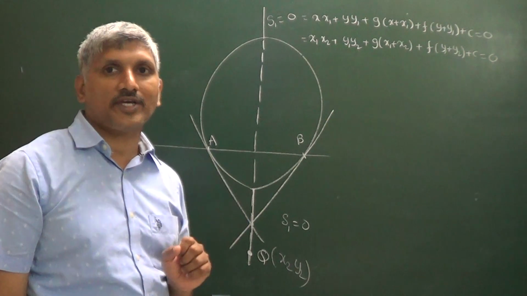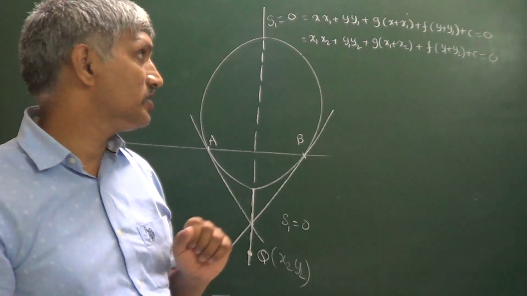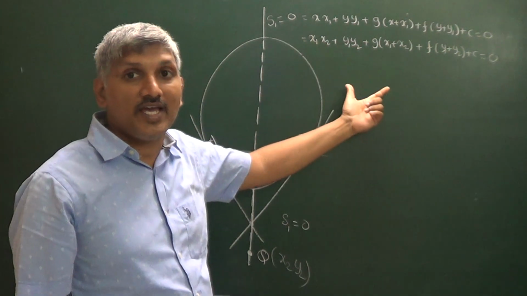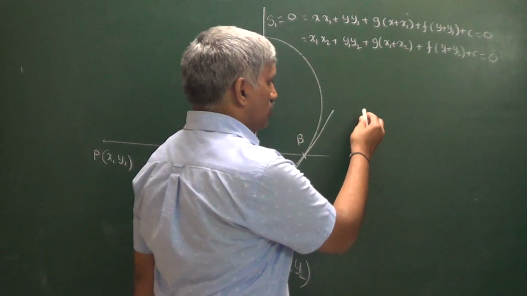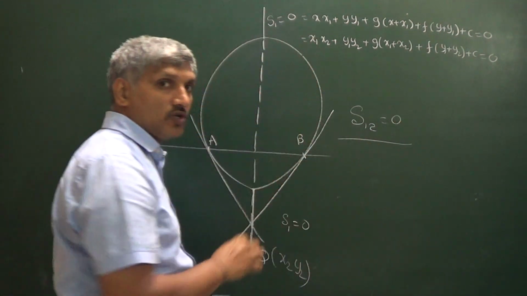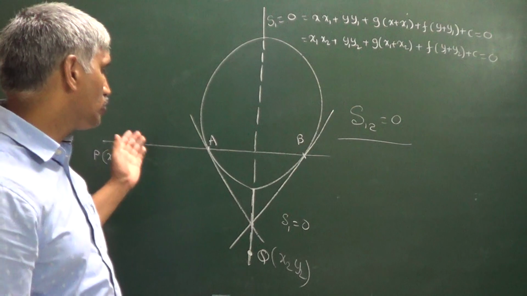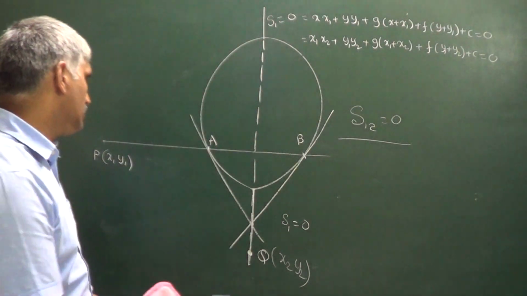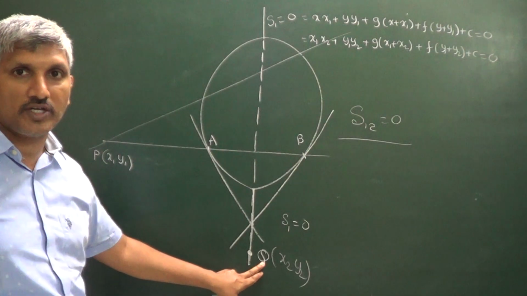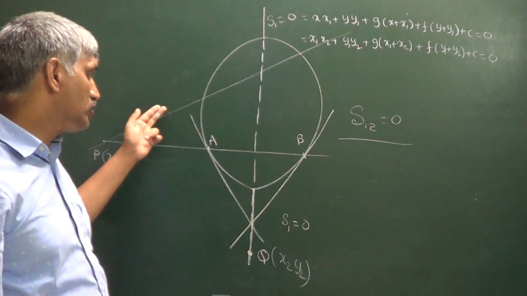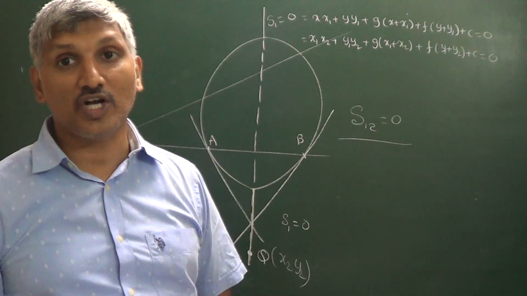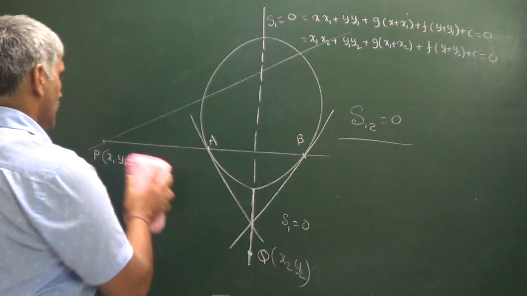P(x1, y1) and Q(x2, y2) are conjugate points with respect to the circle S = 0. Then we can say S12 = 0. If two points are conjugate points, then S12 = 0. Then these are two lines, because this is one line. Similarly, you will get the polar here like this, for this point Q(x2, y2), this is the polar. Now these two lines are said to be conjugate lines. That is about conjugate points and conjugate lines.